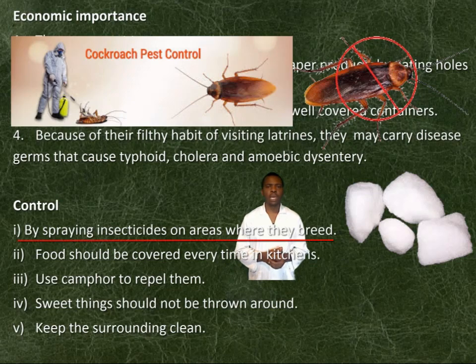Control. By spraying insecticide on areas where they breed. Food should be covered every time in kitchens. Use camphor to repel them. Sweet things should not be thrown around. Keep the surrounding clean.